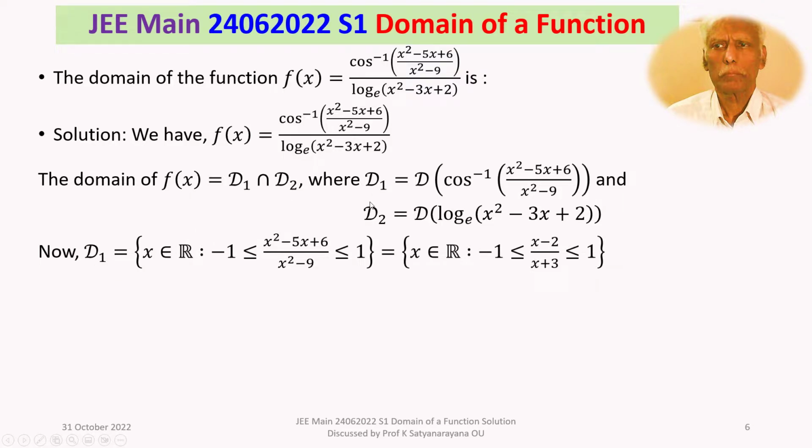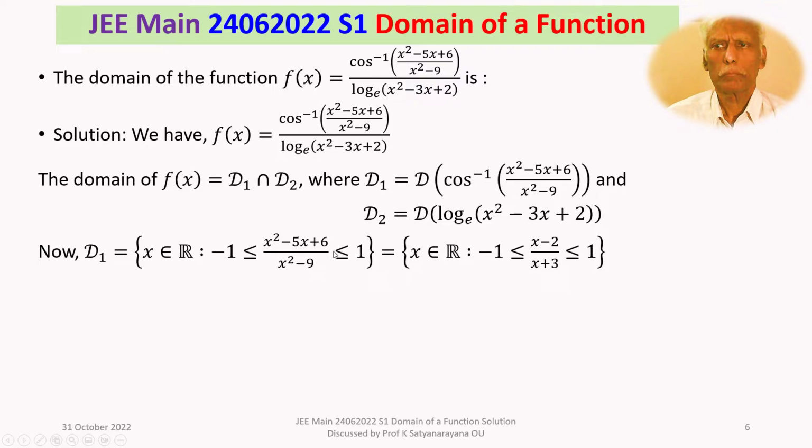The domain d1 is the domain of the numerator, and that is the set of all those real numbers x such that minus 1 less than or equal to (x square minus 5x plus 6) by (x square minus 9) is less than or equal to 1. Why? Because the domain for cos inverse is the closed and bounded interval minus 1 to plus 1. Now it is equal to the set of all those real numbers x such that minus 1 less than or equal to (x minus 2) by (x plus 3) less than or equal to 1.